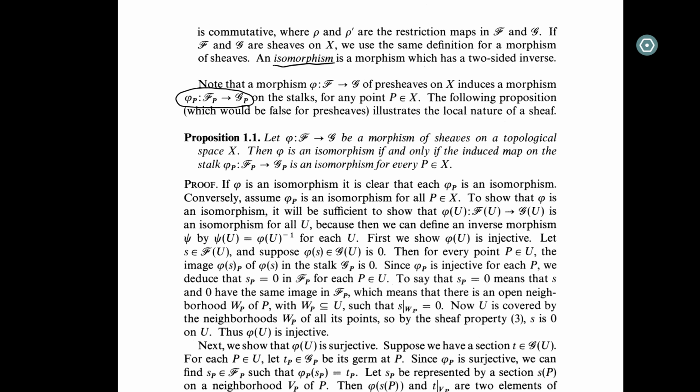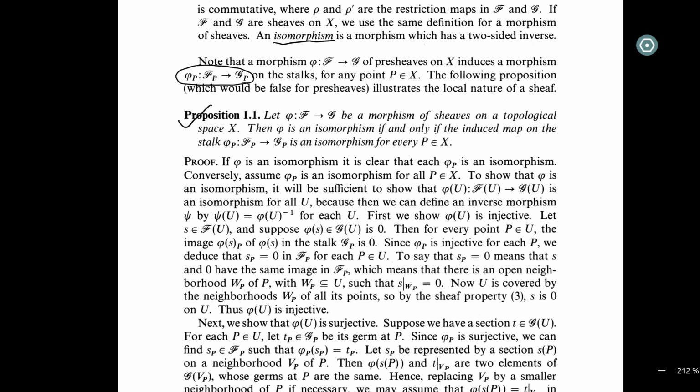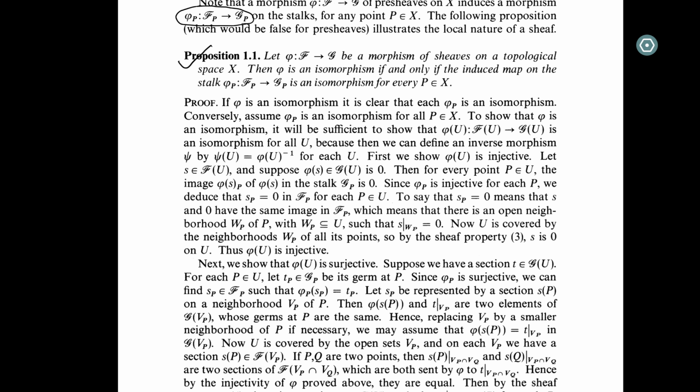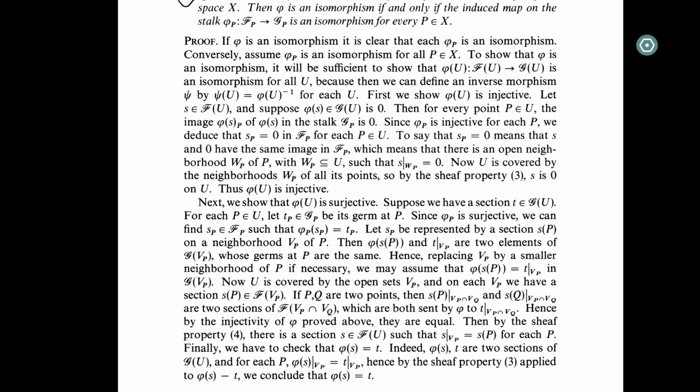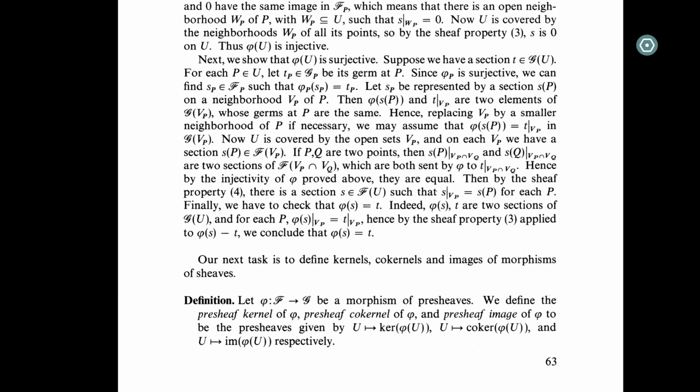Proposition: let phi be a morphism of sheaves on a topological space X. Then phi is an isomorphism if and only if the induced map on the stalks is an isomorphism. This is nice, but it's not difficult. You should do it. It's nice.